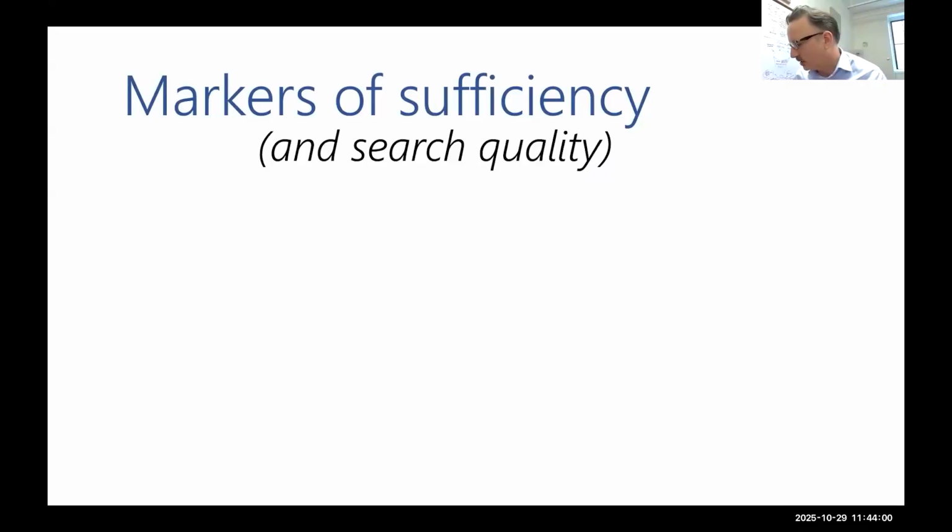Okay, so let's talk a little bit about markers of sufficiency. So this gets at that kind of when can I stop? How much iteration is enough iteration? And also gets at this kind of ground or this foundation of quality that I've been talking about, of like, hey, I have done due diligence.